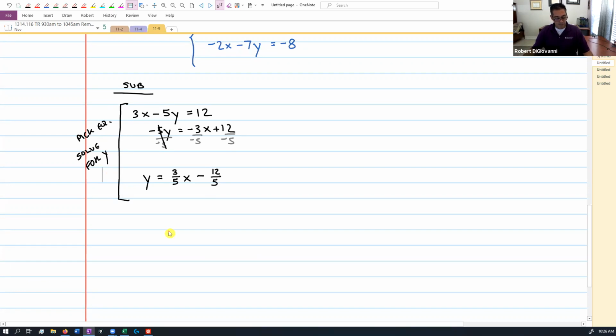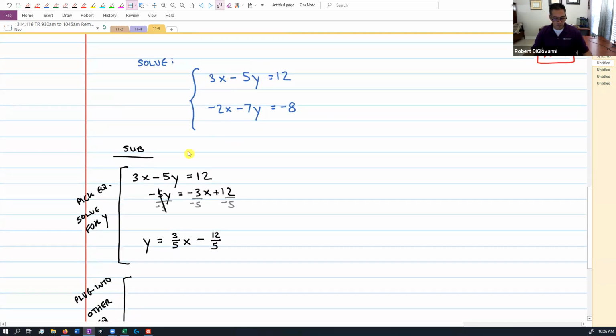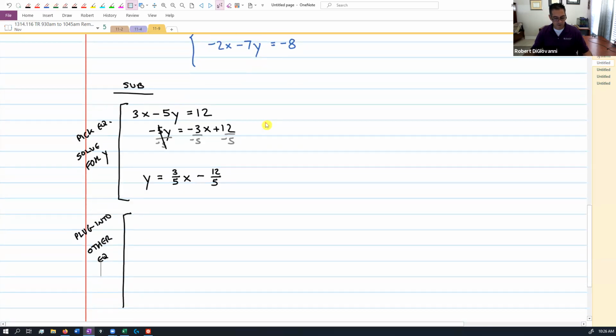What do we do with this? Plug it into the other, right? Well, what's the other equation? We used the first one to get this, right? This equation, negative 2x minus 7 times y equals negative 8. Are y'all seeing how bad this is getting? Because of the fractions, are y'all seeing how this is not good? This is not enjoyable. We have to replace the y right there with that expression.